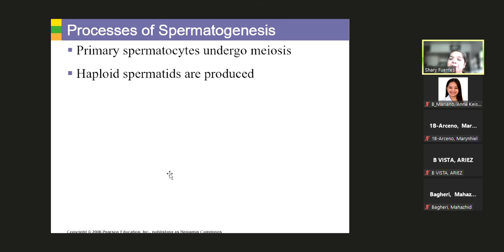When we say meiosis, that is actually division of the nucleus, okay? But this happens twice. Kaya ma'am, bakit apat? Apat na haploid kasi dalawang beses ang process of meiosis. Kaya nagiging apat na haploid gametes ang na-produce natin.